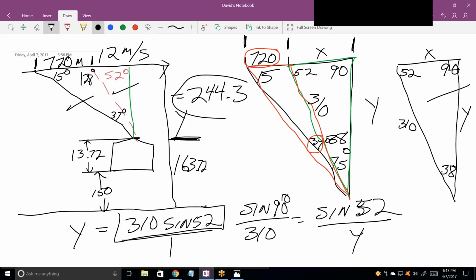So we're going to add that y to that. In other words, the distance from the top of the Parthenon to the base plus the distance from the base to sea level is 163.72. William, are you still there?